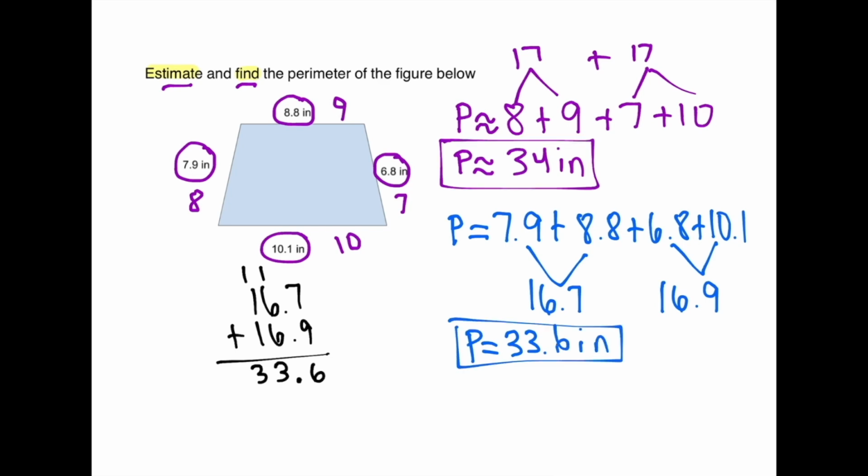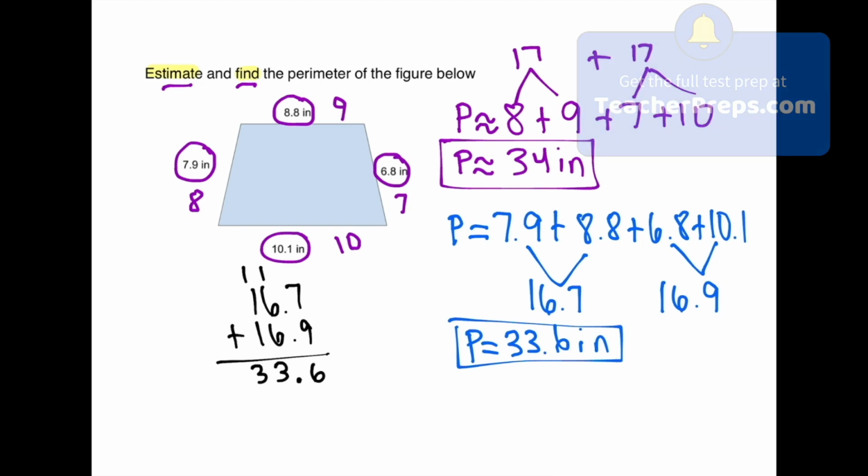Now let's compare our estimation to our actual. Our estimation was 34 inches, and our actual perimeter was 33.6 inches. They were very close. By finding the estimation, we can get a quick approximation, and we can also check to see if our actual perimeter is close to our estimation.